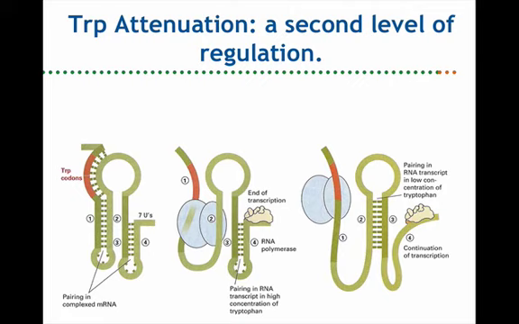The green strand in this picture is mRNA. It's mRNA pairing with itself, just like it did in our previous class, to make a transcription terminator loop.